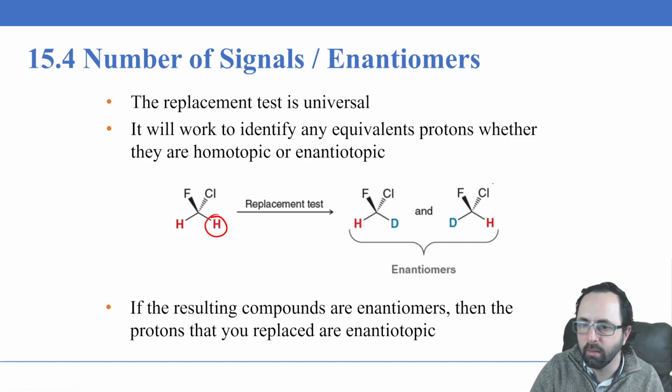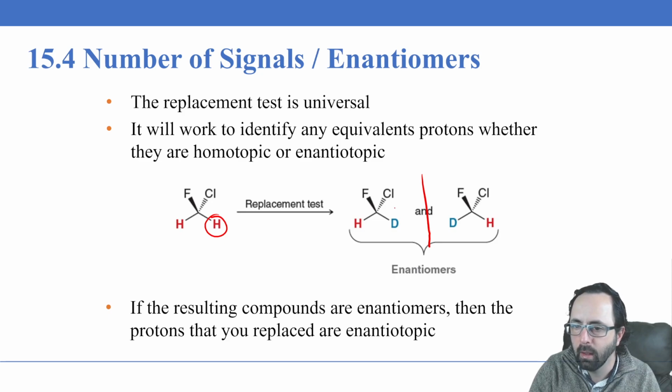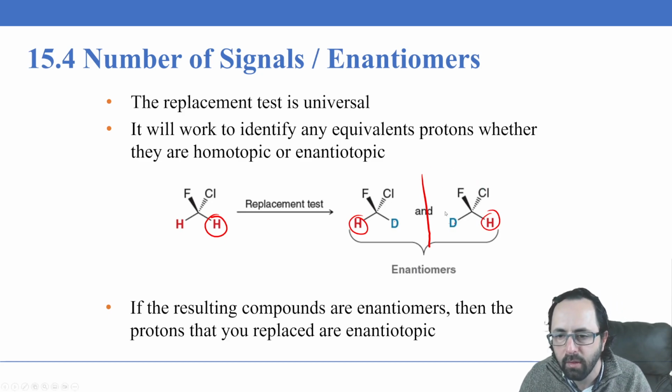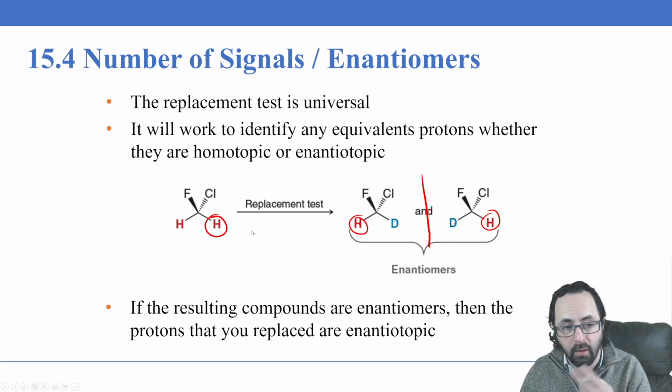I can tell because if I have a mirror plane here, this is the exact mirror image. The deuterium here is in the same plane, closest to the mirror. The hydrogen is in the same plane here, furthest from the mirror, and then the chlorine and the fluorine are in their same positions as well. Since these are mirror images of one another, they're enantiomers, and we would say that these hydrogens are enantiotopic. They're chemically equivalent. And so these are going to give one signal, a larger signal because it will represent two protons, but one signal in the NMR.